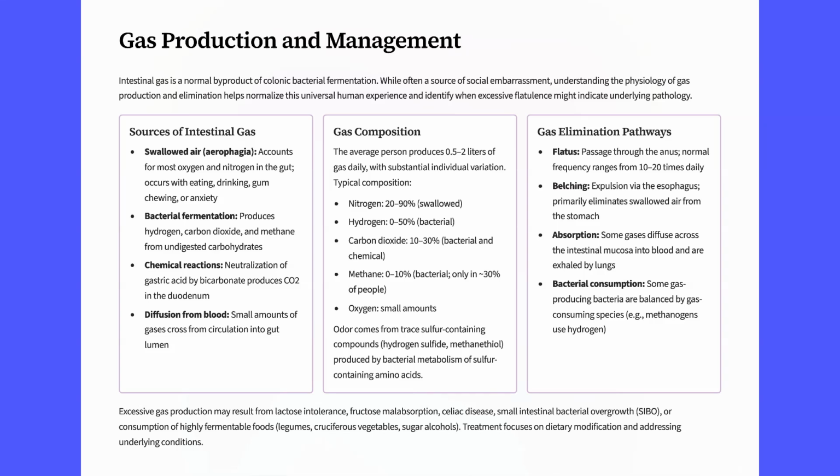Typical gas composition includes nitrogen at 20 to 90%, hydrogen at 0 to 50%, carbon dioxide at 10 to 30%, oxygen at 0 to 10%, and methane at 0 to 25%. Elimination pathways include flatus, or passing gas rectally, which occurs 10 to 20 times daily in healthy individuals, and eructation, or belching. Excessive gas or bloating can indicate malabsorption, bacterial overgrowth, or food intolerances.